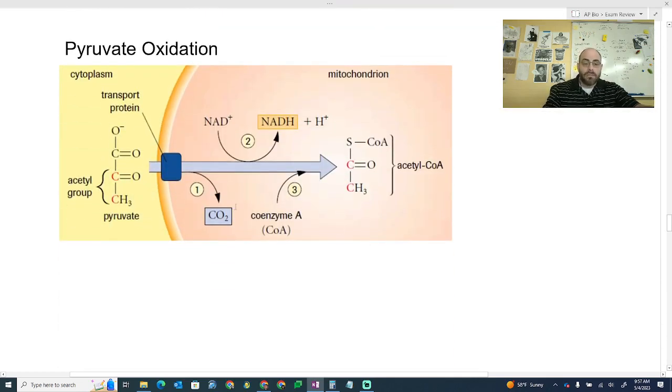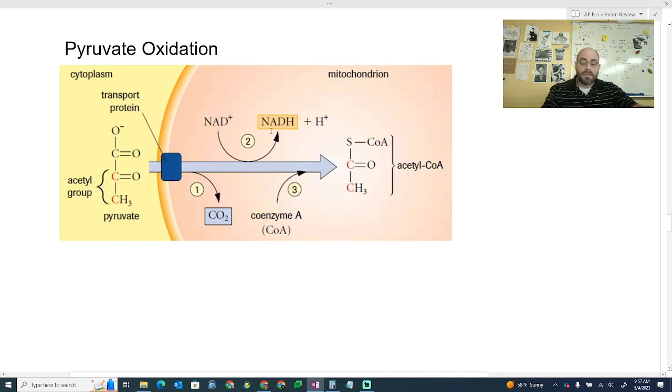Pyruvate oxidation. If there's oxygen present, that pyruvate is going to move on. This is one pyruvate, but 2 pyruvates are made, so think about this happening twice per glucose, but let's just go with the ones. So here's this pyruvate. It's going to sneak into the mitochondria. It's going to need a transport protein in order to do this, and it's going to start to break apart. One of those carbons is going to break off. CO2 is going to be given off. Anytime carbon is broken off in this process, CO2 is what's given off.